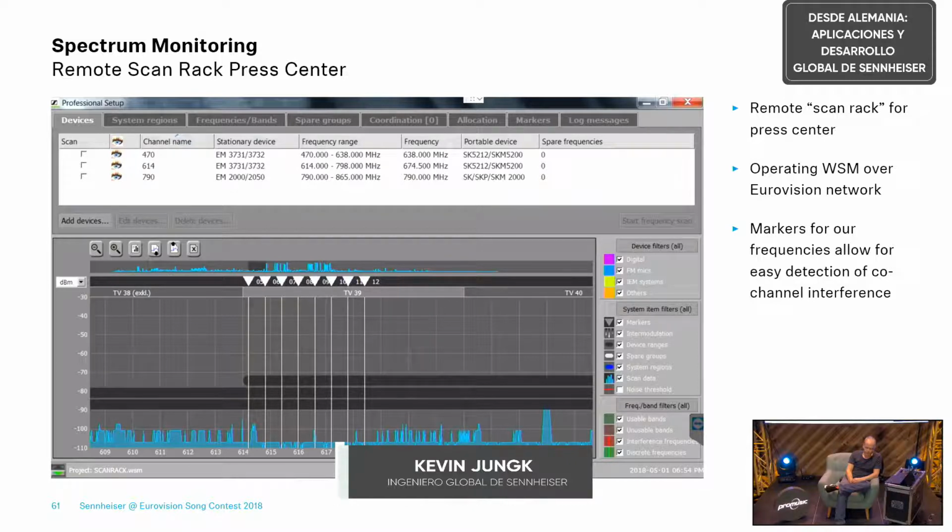So the white markers, those are the frequencies we are using. They are in use from us.